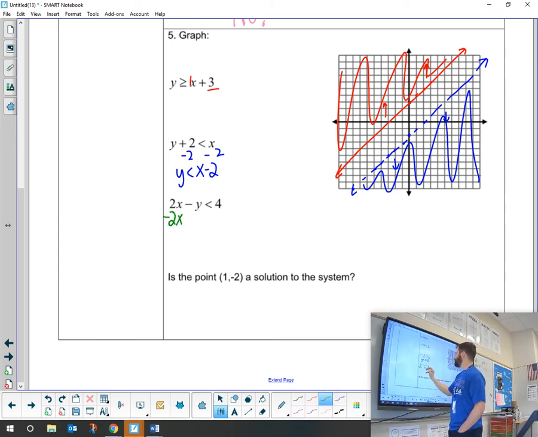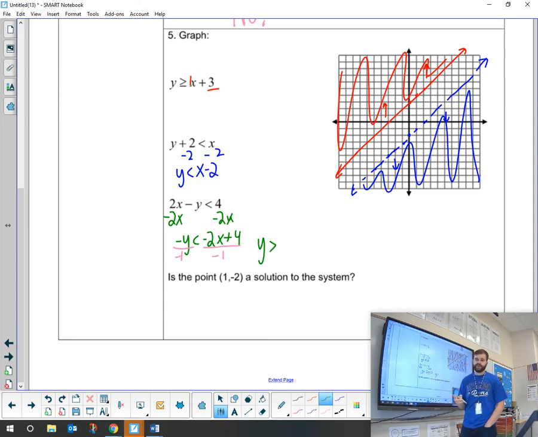Let's minus 2x here, minus 2x here, okay? And we get negative y is less than negative 2x plus 4. But then I have to divide both sides by negative 1, right? So that's going to give you positive y is greater than, because we have to flip the sign whenever we divide by a negative, 2x minus 4. Okay, so now this one. We're going to have a point at negative 4, and we're going to go up 2 over 1, up 2 over 1. So it's going to be a dotted line like that, and I'm going to shade above this one.